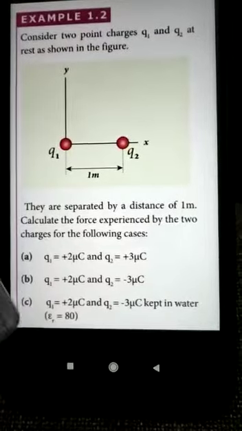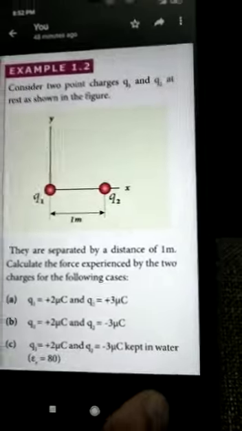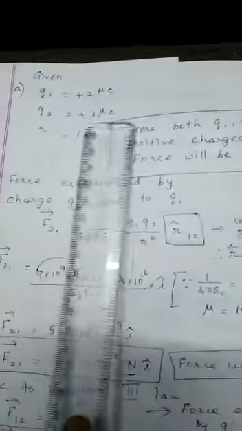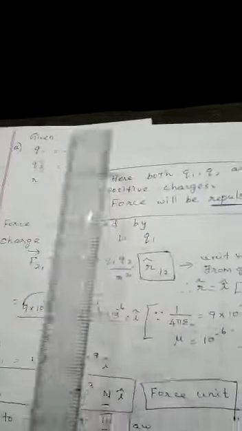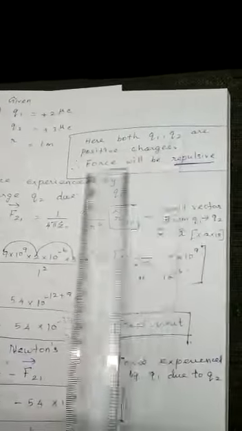Now we are going to see the first case. See the diagram of the first case. Here the first charge is Q1 and the second charge is Q2, both placed along the x direction. The value of Q1 is plus 2 microcoulomb, and Q2 is plus 3 microcoulomb. The distance between these two charges, that is R, is given as 1 meter. Both Q1 and Q2 are positive charges, so the force will be repulsive.